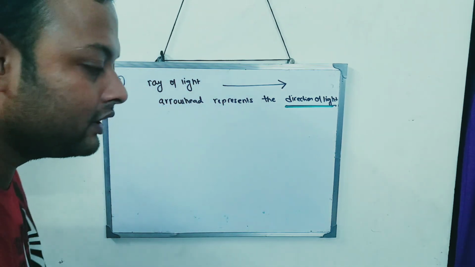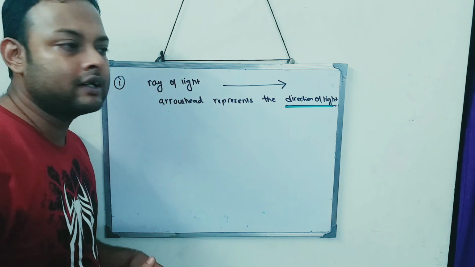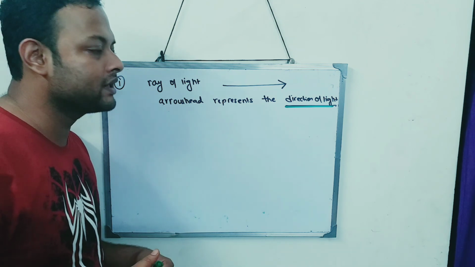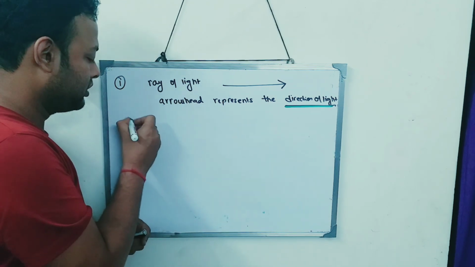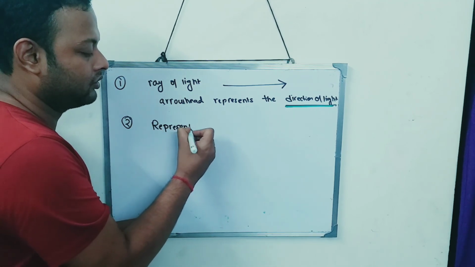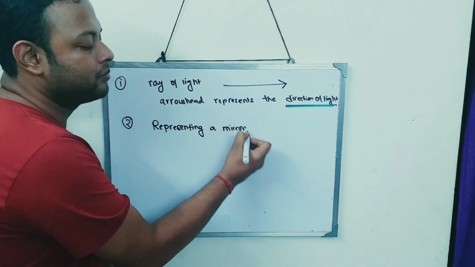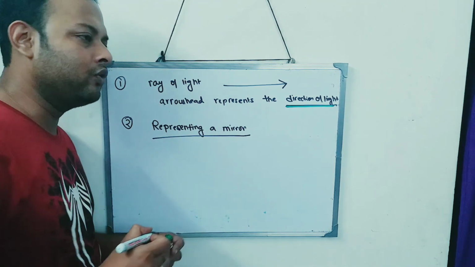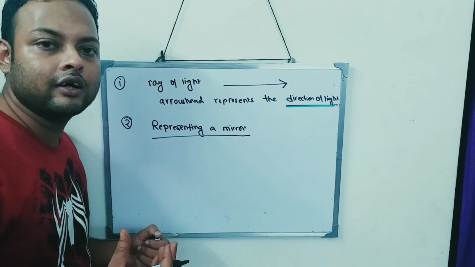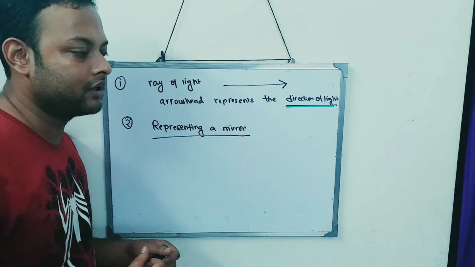The second thing that you have to know is how to represent a mirror. So my second point is representing a mirror. How to represent a mirror? Let's understand how we build a mirror.